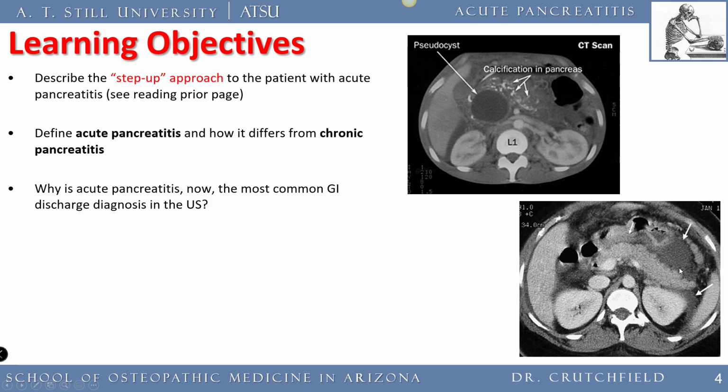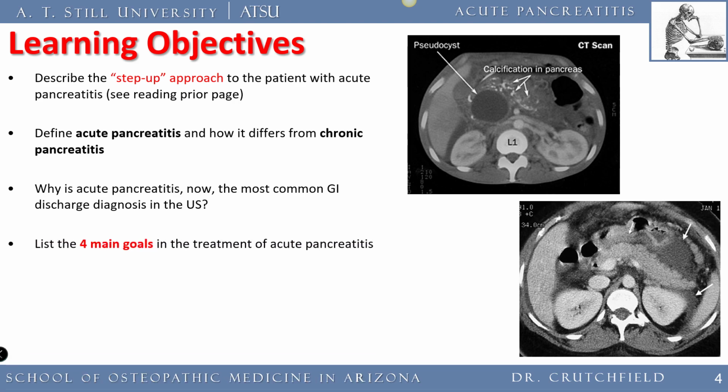Here, of course, is the pancreas. You recognize this in the retroperitoneum. Here's the aorta, the cava, the portal vein. Here's air in the duodenum right there. Here is pancreas, but around it is this edematous, irritated, inflammatory fluid. This is acute pancreatitis. So why is acute pancreatitis now the most common GI discharge in the U.S.?